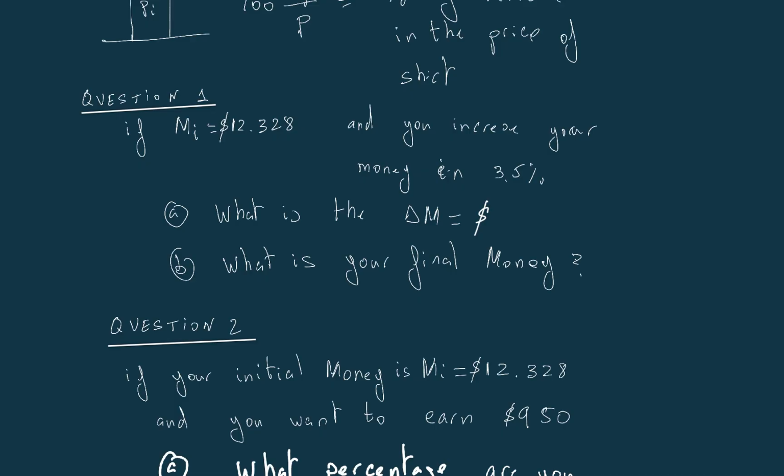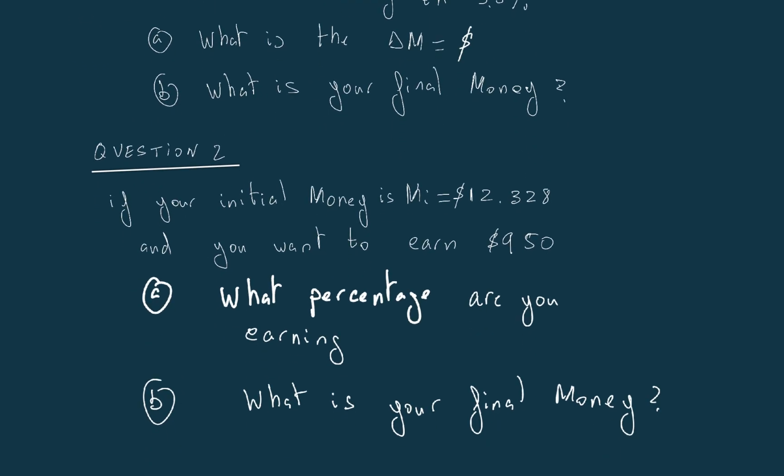Question two is the reverse question in some way. If your initial money is $2,328 and you earn $950, what percentage means $950 of the $2,328? And the second question is, what is your final money? Of course, your final money is what you have plus what you earn. Okay, good luck.